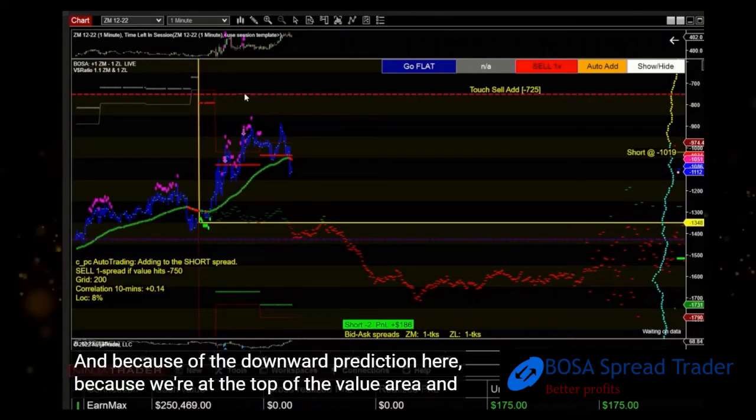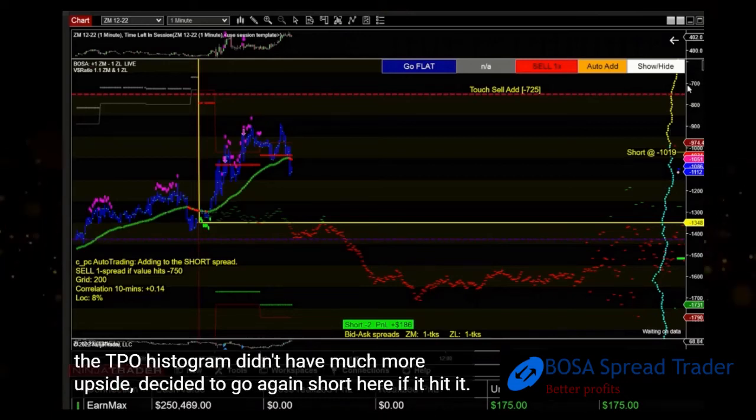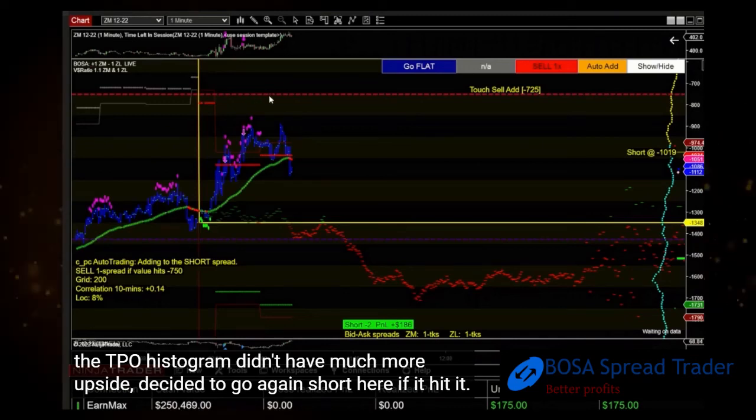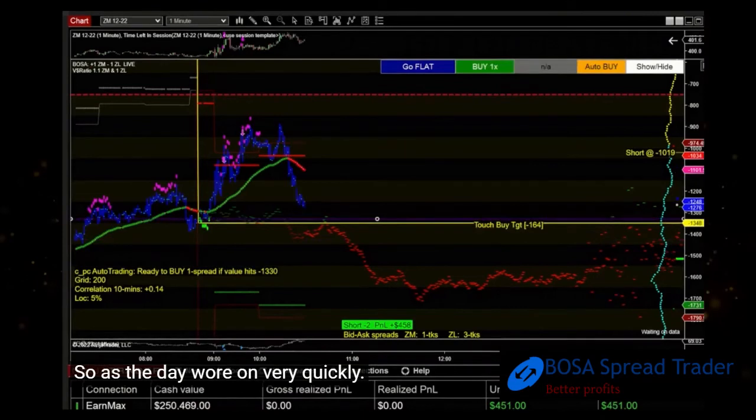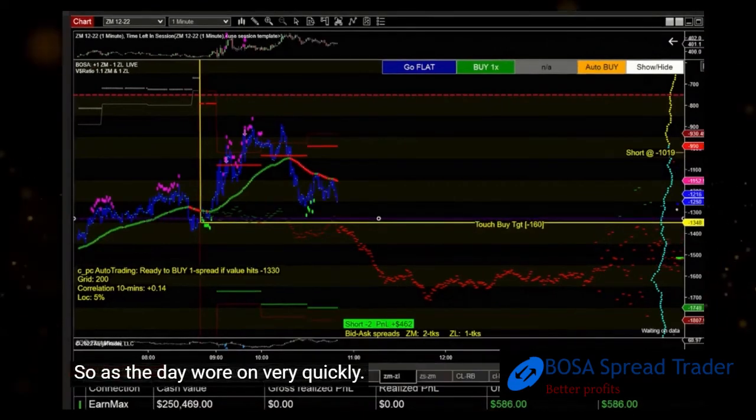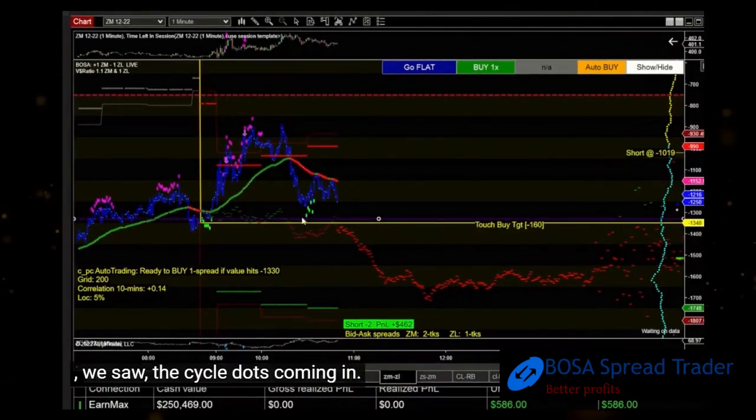And because of the downward prediction here, because we're at the top of the value area and the TPO histogram didn't have much more upside, I decided to go again short here if it hit it. Now, the market never did fill there, but I was willing to go there again for that reversal play toward the midline. So as the day wore on, very quickly here, we saw the cycle dots coming in.